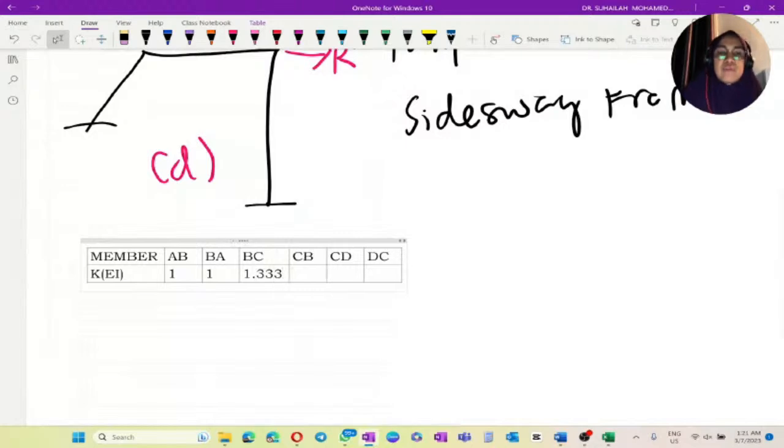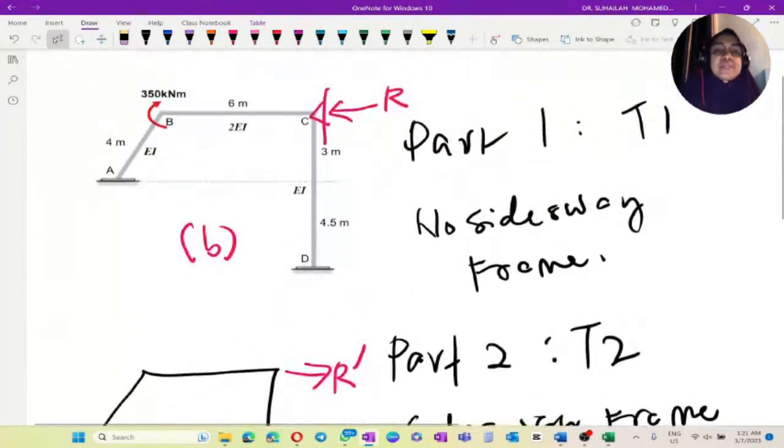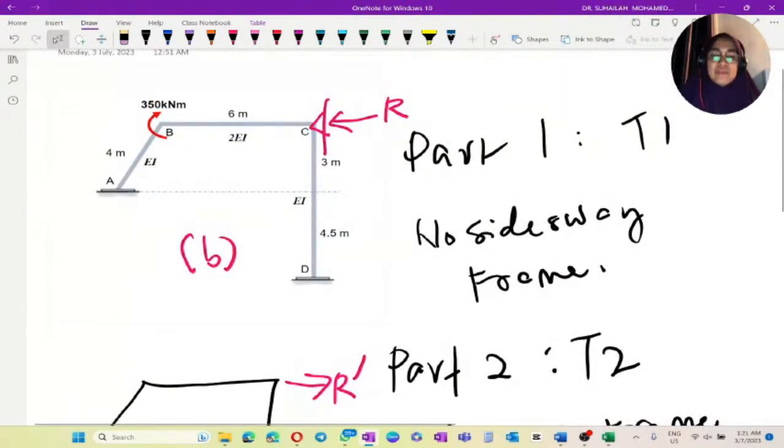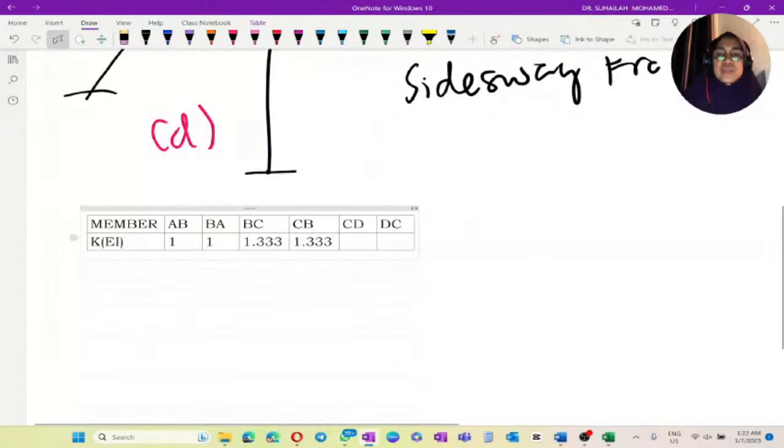1.333 for K value. And for member CD it is 7.5. So for N is fixed, so we still use 4EI over L. So it is 4EI divided by 7.5. So we get 0.533. So this one is 0.533 and 0.533.